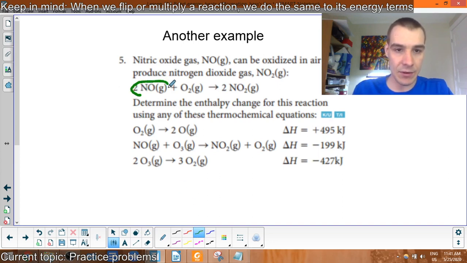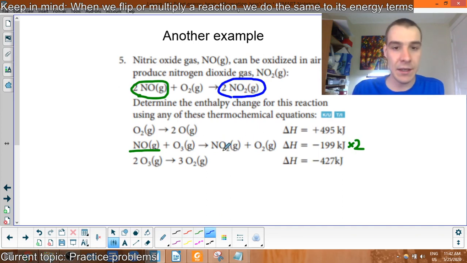We have 2 NOs. Well, here we have NO. So it's on the right, it's on the correct side of the equation. But there's only one of them. There's 2 of these in our target. And I don't see any other nitric oxide anywhere. So we are going to multiply this by 2. When we multiply it by 2, that also is going to take care of our NO2, because there's 2 of them on the product side. So that one's going to get multiplied by 2 as well.